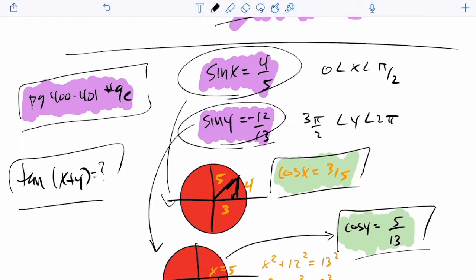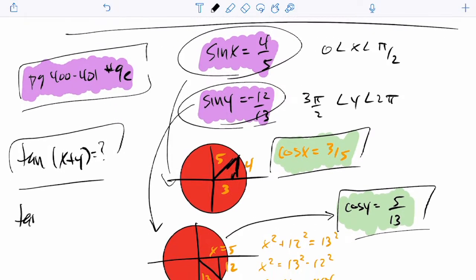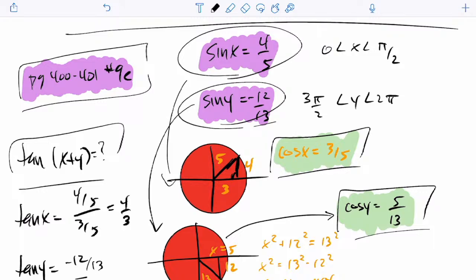So if I put this together here, I now know that tan of x is going to be 4/5 over 3/5, which is 4/3. And I know that tan of y is going to be negative 12 over 13 divided by 5 over 13, which is negative 12 over 5. So now I have my tan of x, and now I have my tan of y.